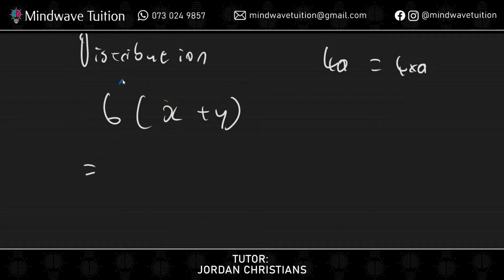So if we multiply 6 in here, 6 times x will just give me 6x. And if we multiply 6 into the other one, it will just be 6 times y, which will give me plus 6y. So distribution is all about multiplying whatever's outside the brackets into all the terms inside the bracket. So 6 will have to multiply by everything inside.